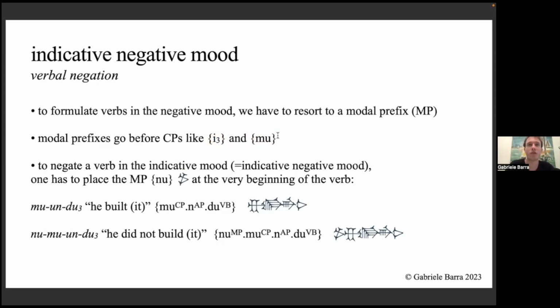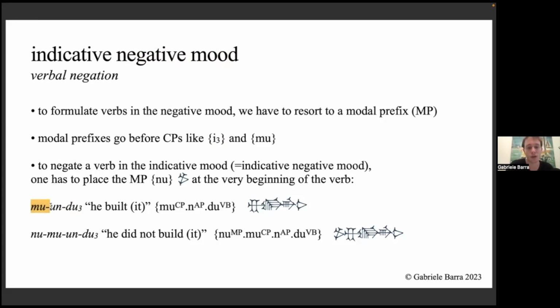So what do modal prefixes do? Well, they change the mood of the verb, in this case from, quote unquote, positive to negative. Modal prefixes go right before conjugation prefixes, and there's nothing that goes before them. So when they appear, they are the first element of the verbal chain, so of the verb.